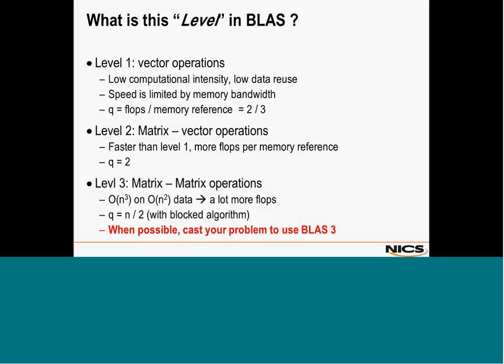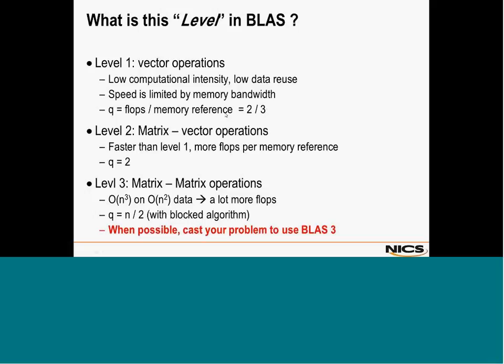So this level in plus, why is the level 1 equal to number 2? Oh, I have a typo here. So mainly for vector operations, this is relational intensity and low data reuse, because there's only one, or I guess one operation for each vector element. So the computational intensity is low, and the speed is really limited by the memory bandwidth of the system.